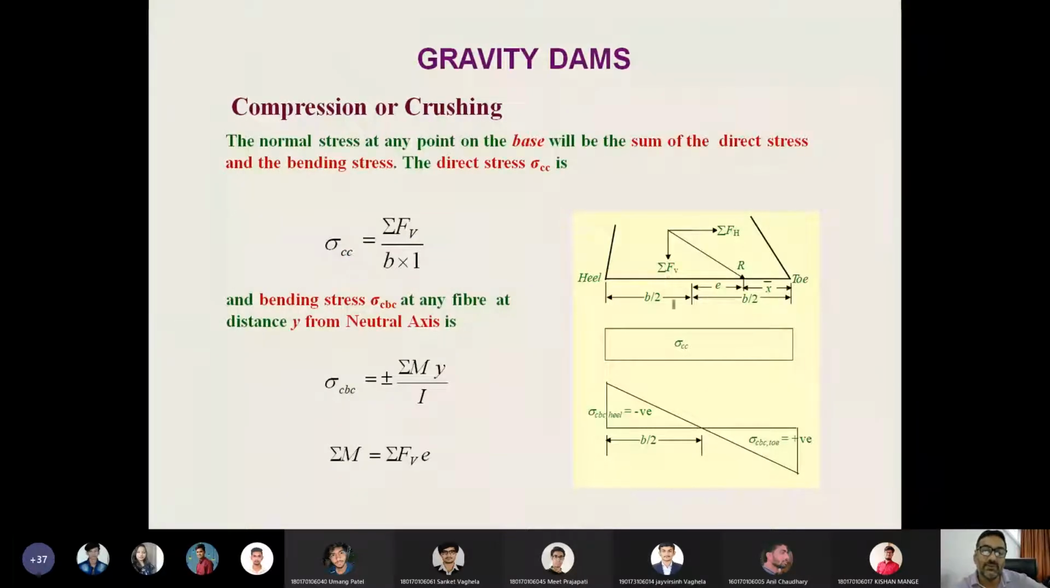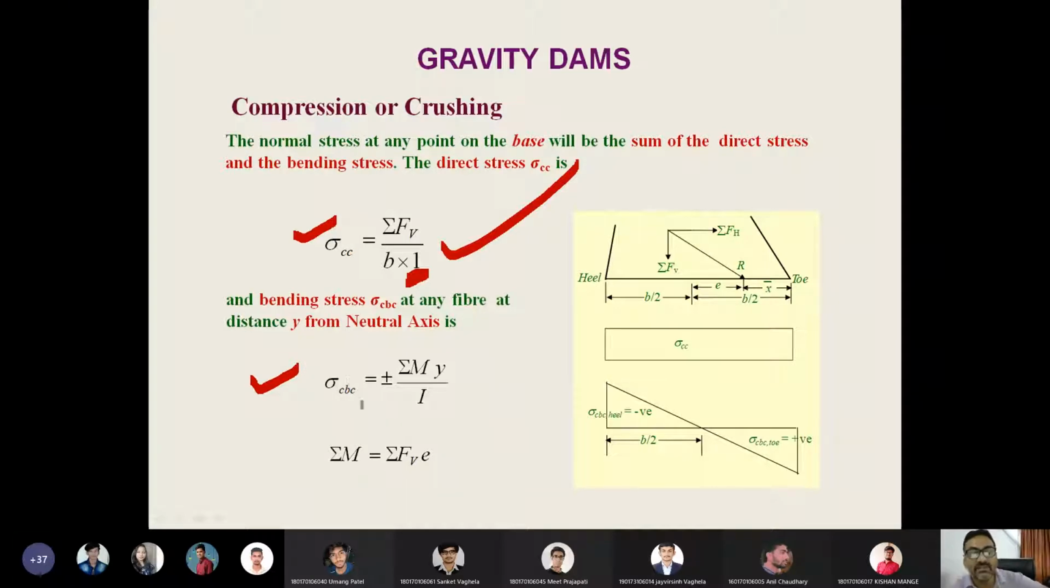Now use this value in these two types of stresses. One is the direct stress, and second is the bending stress. Direct stress means this vertical component divided by the base. We take the unit length, or length 1. This is B into L. So sigma CC, the vertical component of the force, direct stress here at the base is this, and the length is taken as unit, so that is considered 1.